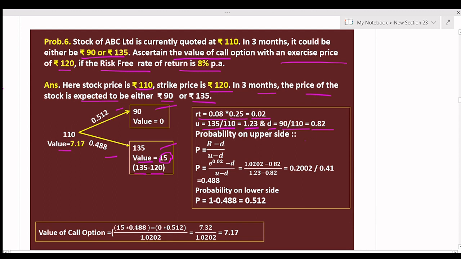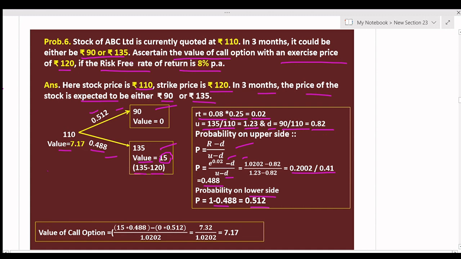Now P, the upper side probability, is equal to e to the power R minus D divided by U minus D, that is e to the power 0.02 minus D divided by U minus D. You have calculated this, you will find it 0.488, and the probability on the lower side will be 1 minus 0.488, which is equal to 0.512. It is written here. You see the lower side value is 0.512 and the upper side value is 0.488.